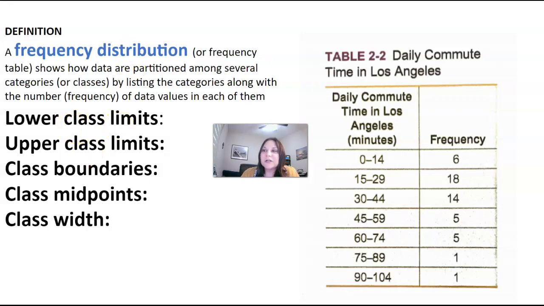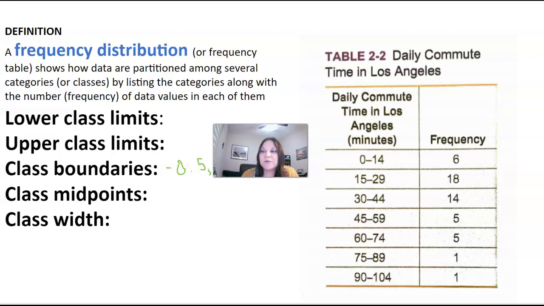So the lower class limits, that's all the left numbers, right? The upper class limits, that's all the right numbers. The class width, that's the distance between one lower class limit to another lower limit, or one upper limit to another upper limit. And then the boundaries, in this case, let me write them in, would start with negative 0.5, because 0.5 would be how you would split the difference between the 2 classes here.